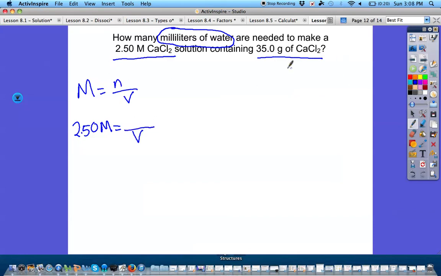The other information that we're given is 35 grams of calcium chloride. So we can convert this grams to moles and plug that into our equation. So again, we're going to need to calculate the molar mass of calcium chloride.